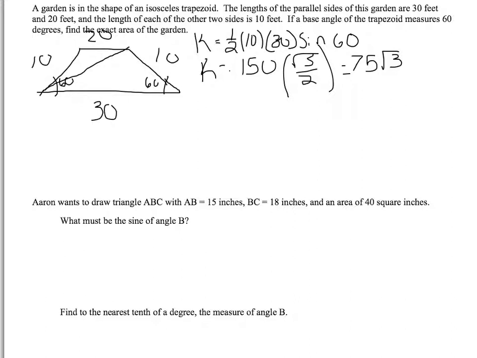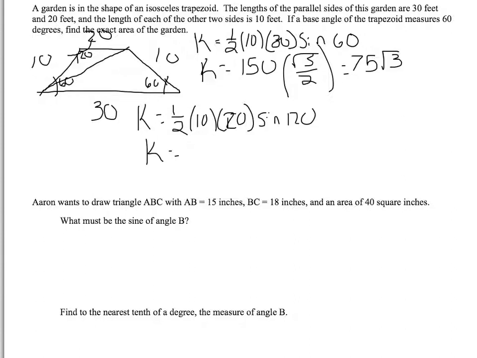Now to find the top triangle, you need two sides and the included angle. Right now we're missing the included angle. What we do know about the trapezoid is that adjacent angles add up to 180. So if this bottom one is 60, this top one needs to be 120. They're supplementary to each other. So that area is going to be 1/2 times 10 times 20 sine of 120. 1/2 times 10 times 20 is 100. Sine 120 is radical 3 over 2, which is just 50 radical 3 when reducing.